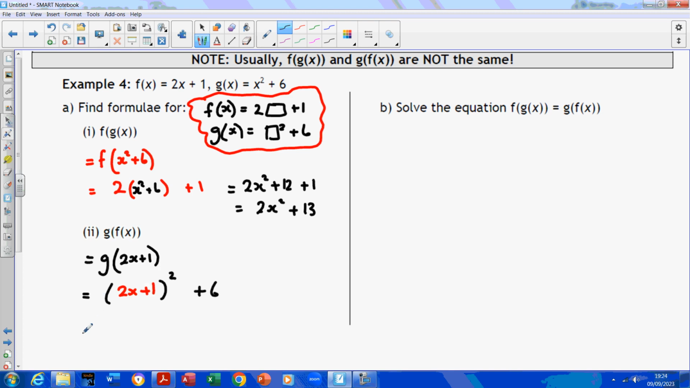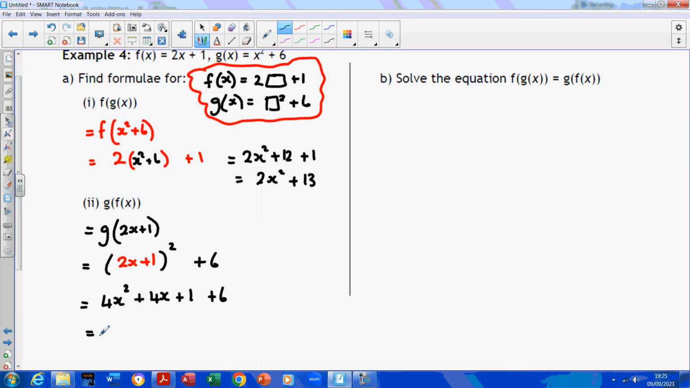We're going to learn to square brackets the quick way. So square the first: 2x times 2x is 4x squared. Multiply the two terms together. So 1 times 2x is 2x, but we want to double that, and that gives us plus 4x. And now square the last term. So plus 1 all squared, 1 times 1 is 1. And don't forget there'll be plus 6 in there. So we'll now tidy that up. So we've got 4x squared plus 4x plus 7. And that's g of f of x.